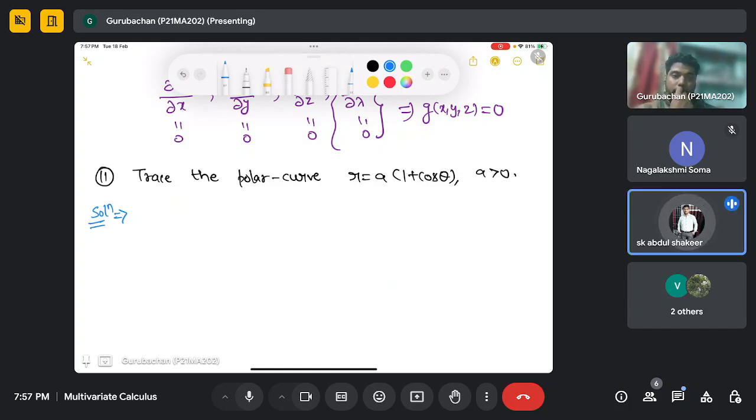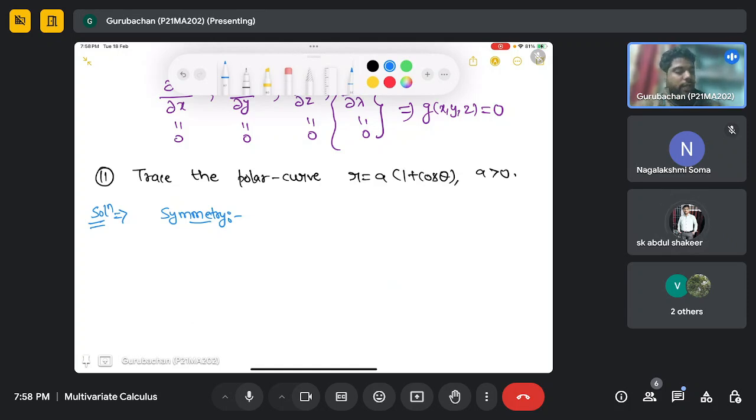Sir, we have a procedure, sir: symmetry means when theta is replaced with minus theta, if the curve remains unaltered, then the curve is symmetrical about the initial line, sir. Exactly. So first of all, check the symmetry about theta equal to 0, or you can say the initial line.